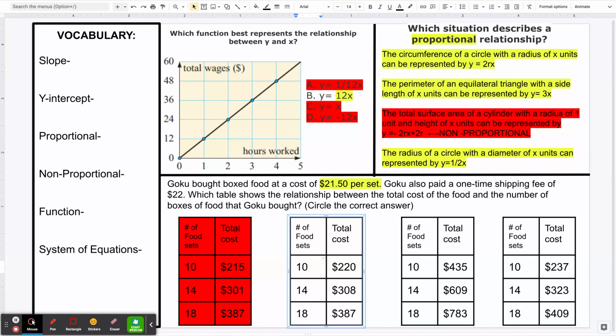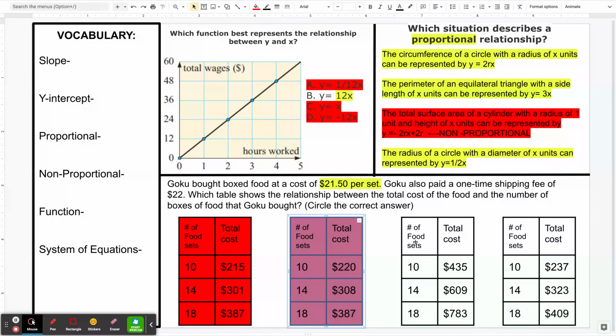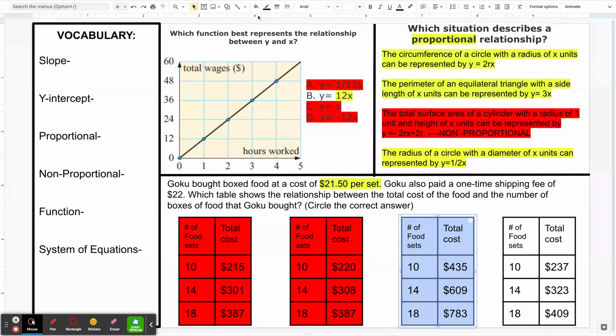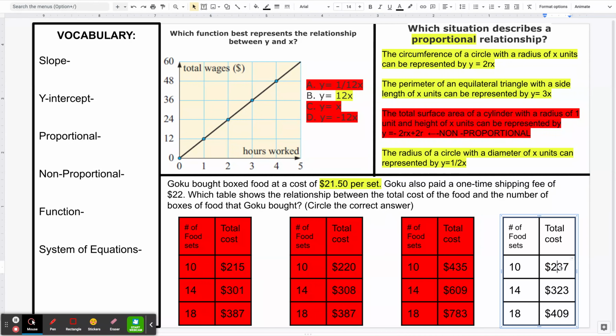The next one. Well, if we know it should be 215, what's 215 plus 22? It's not 220. That one's out. Just like that. That one's out. Okay, we know 10 times 21.50 once again was 215, but 215 plus that 22 is not 435. So this one's out. The only one possible was the last one, which makes sense. If you do 215 plus 22, you'll get 237. It is the only one that has a true set that actually represents the situation.